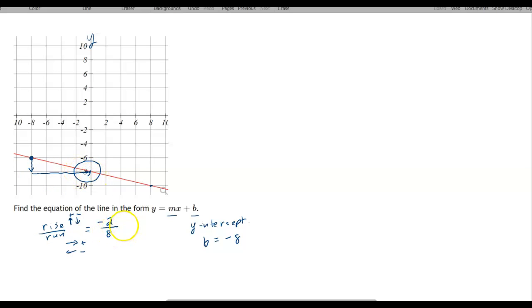So it's -2 over +8, which reduced is -1/4, or as a decimal, that would be -0.25. So there's our m, our slope. So we get y equals, let's write -1/4 x minus 8.